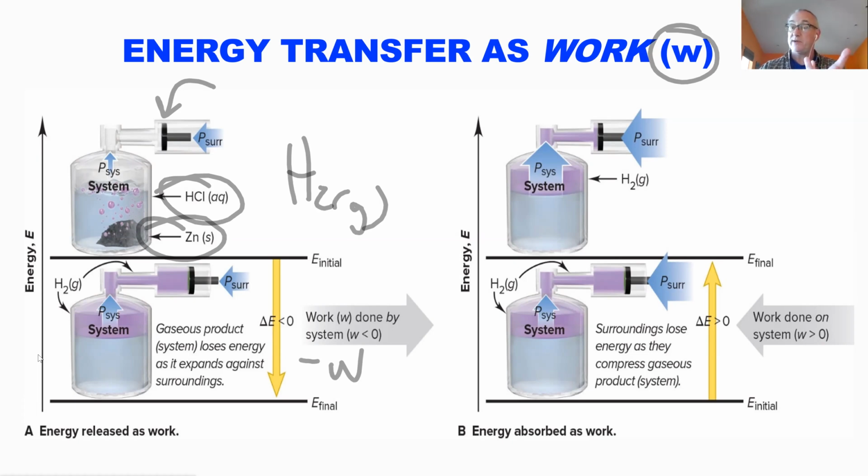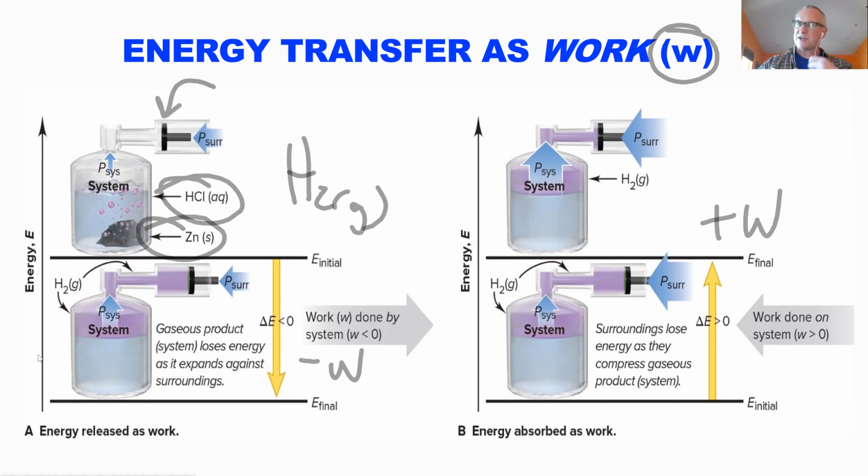Well, what if we do the opposite? What if I push that piston in? I do work on the system and push that piston in. So now the pressure inside the system is greater than it was before. That is, the surroundings have done work to the system. And now that would be positive, because the system now has higher energy than it did before, because energy has gone into the system in the form of work.